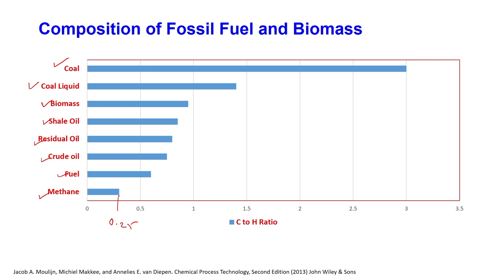Likewise, the calorific value for coal is pretty high, because the ratio ranges, not from 0, but primarily between 3 to 2, or sometimes 3 to 1.5, depending upon the source of the coal. Then coal liquid, biomass, shale oil, these are average values. We have tremendous potential in coal, but again it is a fossil fuel, so we need to focus on those which are sustainable.